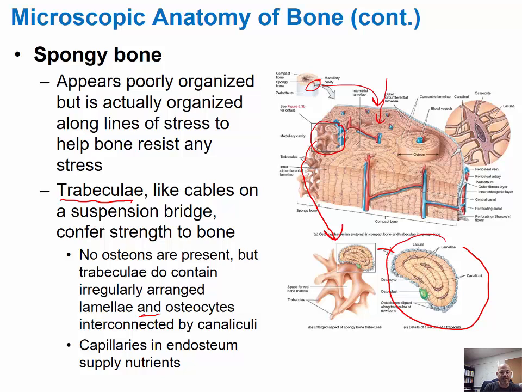So the trabeculae are quite thin, so there's enough blood supply to allow these cells within the very few layers of the lamellae to be able to pass nutrients and waste products back and forth, and for them to communicate with each other there. So there's no need for a central canal.